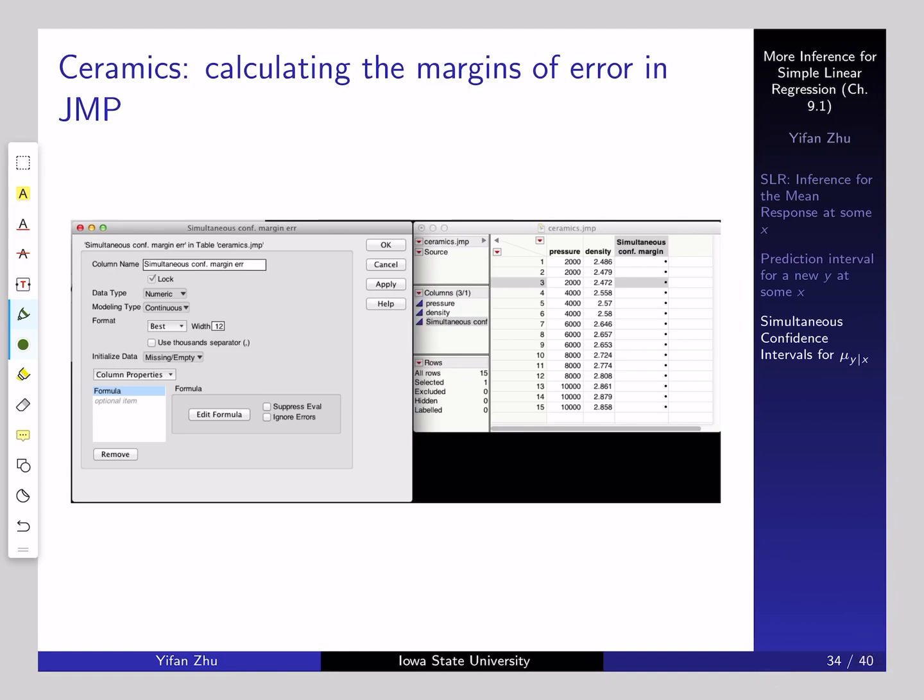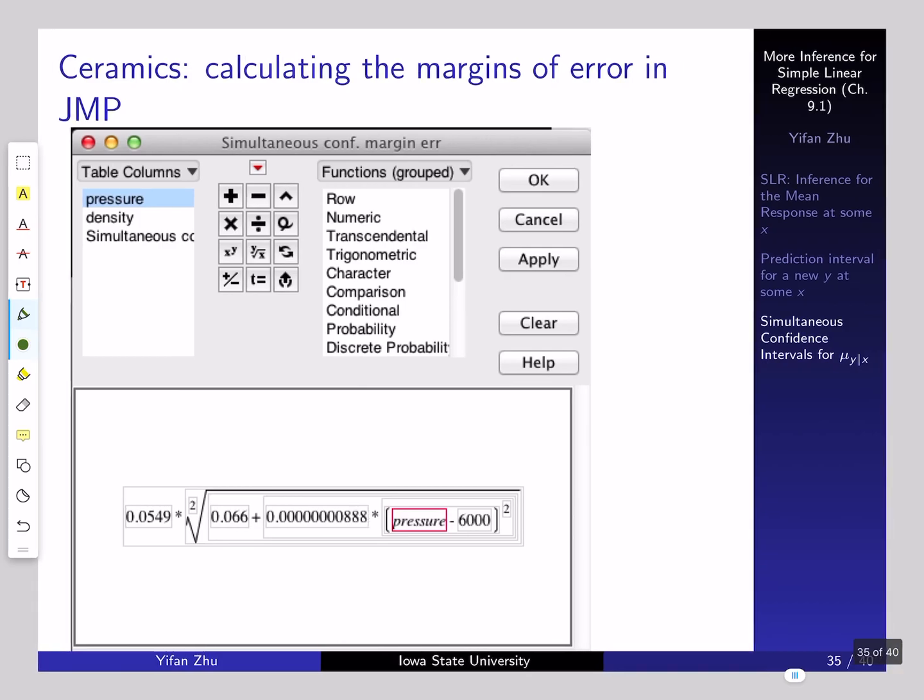And to calculate the lower limit and upper limit for the simultaneous confidence intervals for each x, you can do this. You first create a new column called simultaneous confidence margin of error. So we use the column to calculate the margin of error. And you need to click on the formula here. And in this formula, you put in this formula. And this gives you the margin of error.